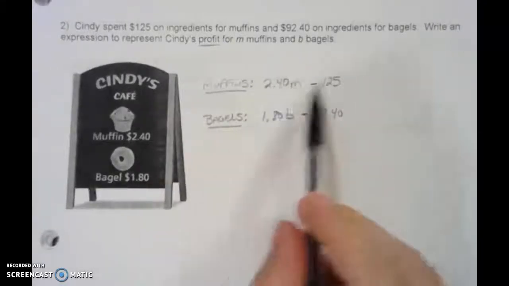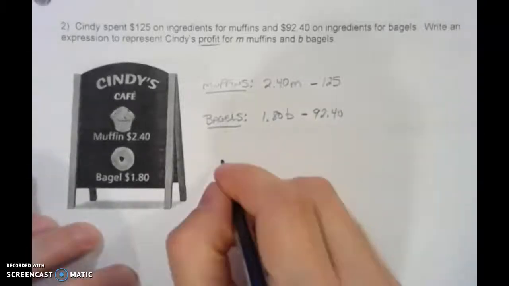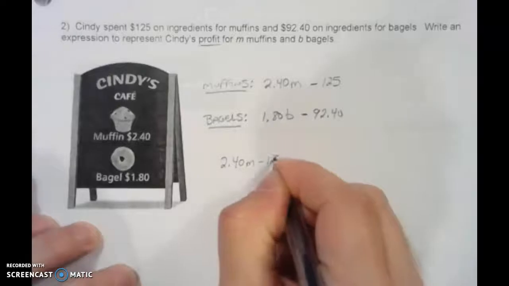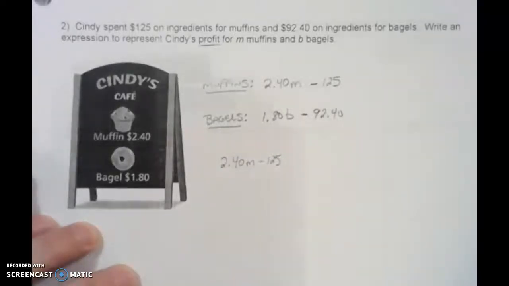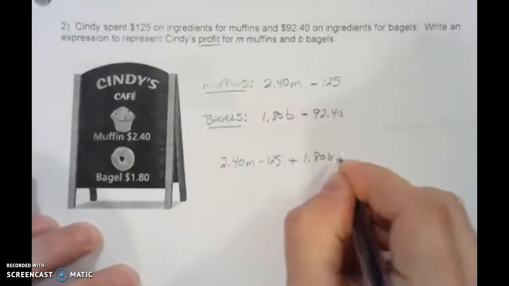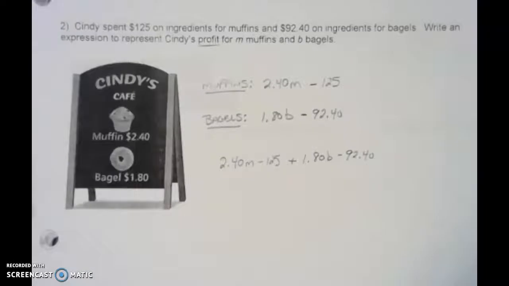Okay, and again, we want to know what her total profit is going to be, so I'm going to take the profit from the muffins and add the profit from the bagels. So I'm going to have $2.40 times M minus 125, which was the profit for the muffins, and I'm going to add $1.80 B minus 92.40, which was the profit for the bagels.